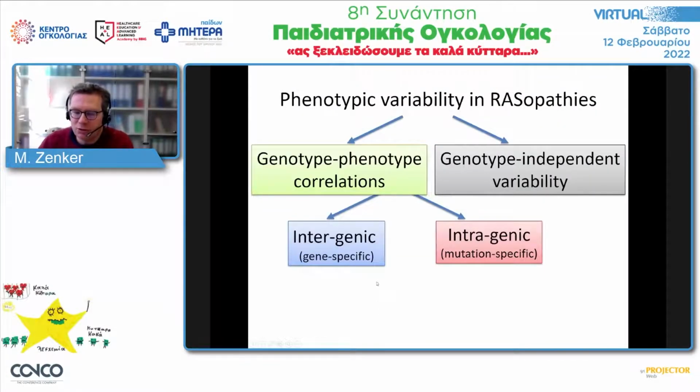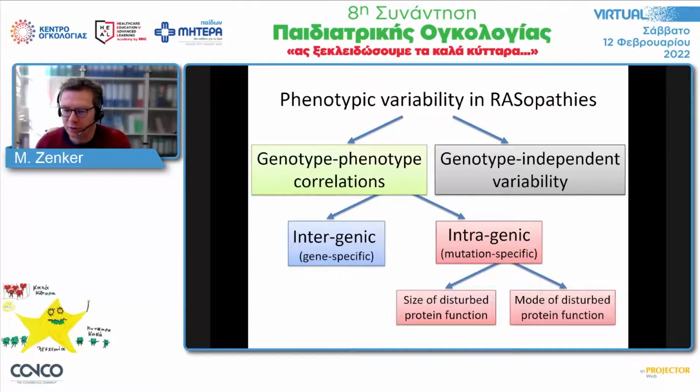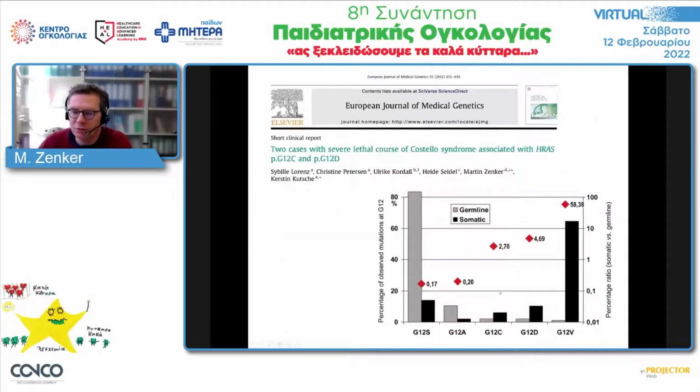Besides this gene-specific variability, we see also that a specific mutation within the same gene can cause a considerably different phenotypic expression. And this may rely, on the one hand, on the size, so the strength of the disturbed protein function, but also on the mode of the disturbed protein function. I can also give a few examples. So we see, for example, that specific mutations of HRAS are associated with a more severe and sometimes lethal course of Costello syndrome. This includes especially the mutations G12C, D, and V.